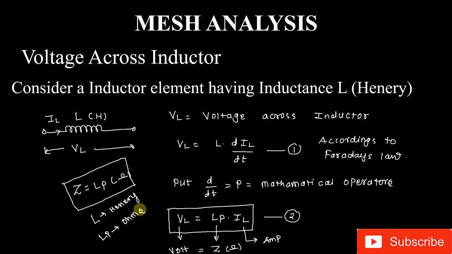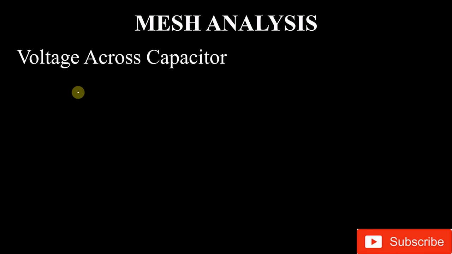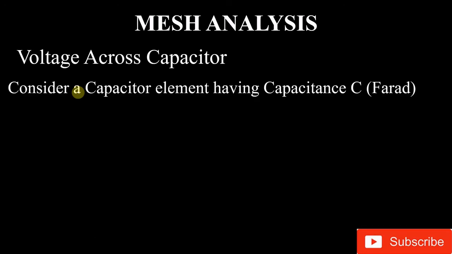Now, about the voltage across a capacitor. For that I am considering a capacitor element having capacitance value C, which is measured in Farad. Now I will draw the symbol of the capacitor. We know that the capacitor is basically two parallel plates, out of which one is positive and the other is negative. So the symbol is C, measured in farad. I will assume that the current flowing through this is IC, the current flowing through the capacitor, and VC is the voltage across the capacitor.